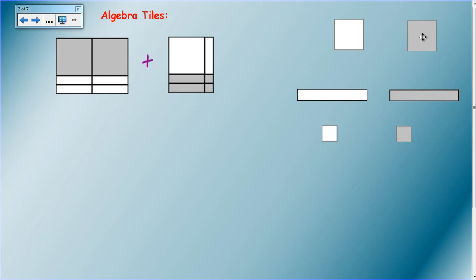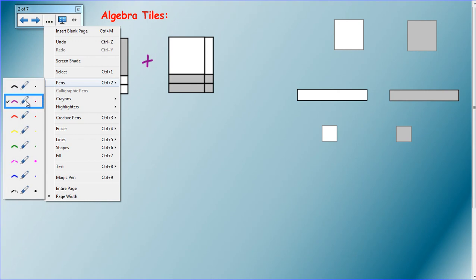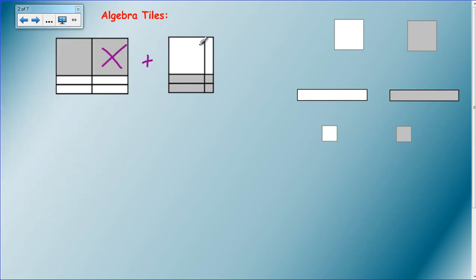So I have 2 negative x squareds and 1 positive x, and I want to add them together. Well, if I take 2 negatives and 1 positive, one of the negatives is going to cancel out the positive because it makes a 0 pair. And so since they are going to cancel each other out, I'm going to grab my pen and show you. This one will cancel out this one, and since they cancel each other out, all that I have left is this 1 negative x squared.